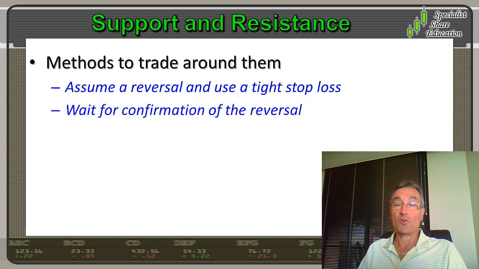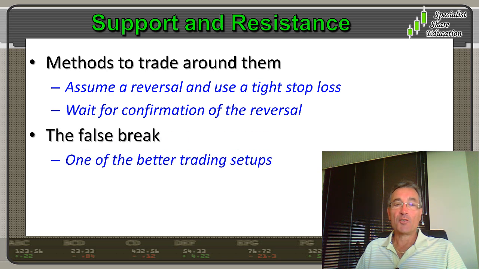Or we can actually wait for confirmation of the reversal, so if it's a buying off the bottom of a support or a trend channel, then we would wait for a very positive upward candle. If we're looking to short sell the resistance or the top of the trend channel, then we can obviously be looking for a significant down candle as well.